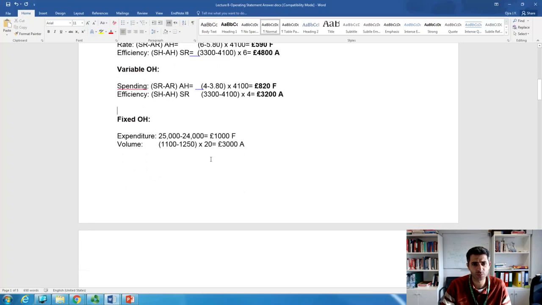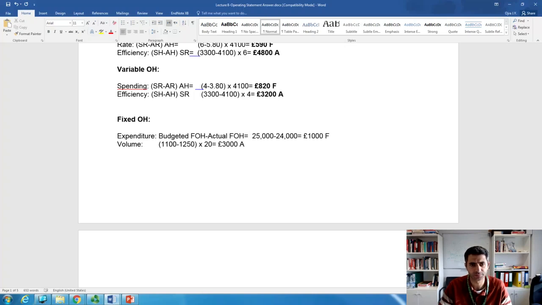The last variance we will look at is the fixed overhead variance. In terms of fixed overhead variance, we have two formulas again, the expenditure variance and the volume variance. The expenditure variance formula is budgeted fixed overhead minus actual fixed overhead.